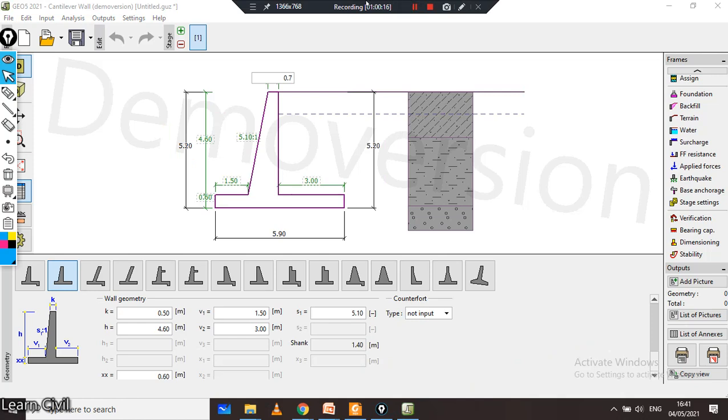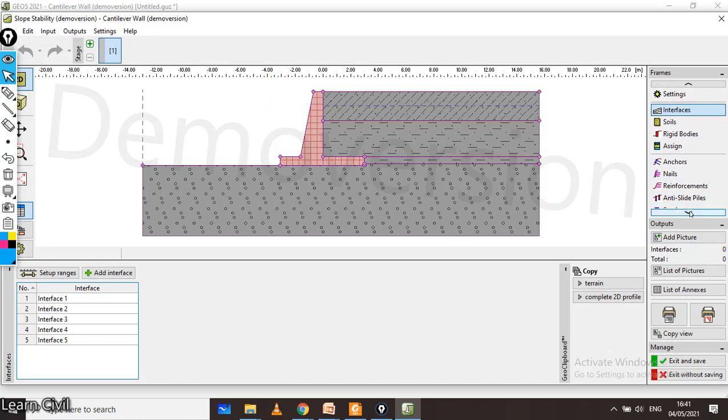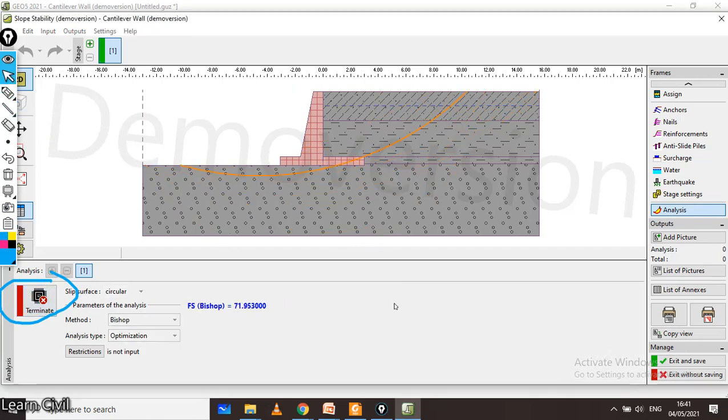Let us increase the top width of this particular stem from 0.5 to 0.7. Again go to stability, and again go to analysis. Here we have one more option, analysis. Click here on analysis and click here on analyze. Let us check whether these dimensions of the retaining wall satisfy the stability requirement. Okay, the analysis is in progress, you have to wait.